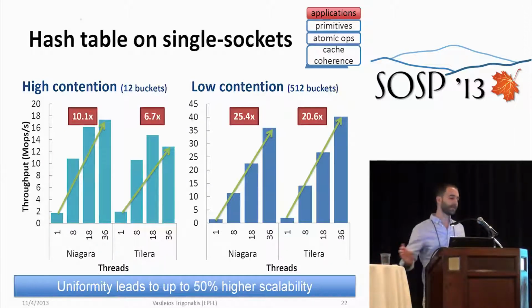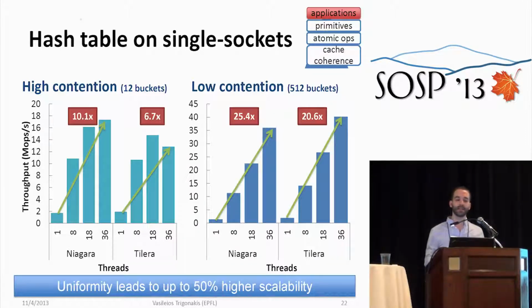On the hash table, the situation is pretty similar, and both on high and on low contention, we observed that the uniformity of the Niagara led to higher scalability. More precisely, in this case, we observed that the uniformity led to up to 50% higher scalability, thus confirming that intra-socket uniformity is an important property.